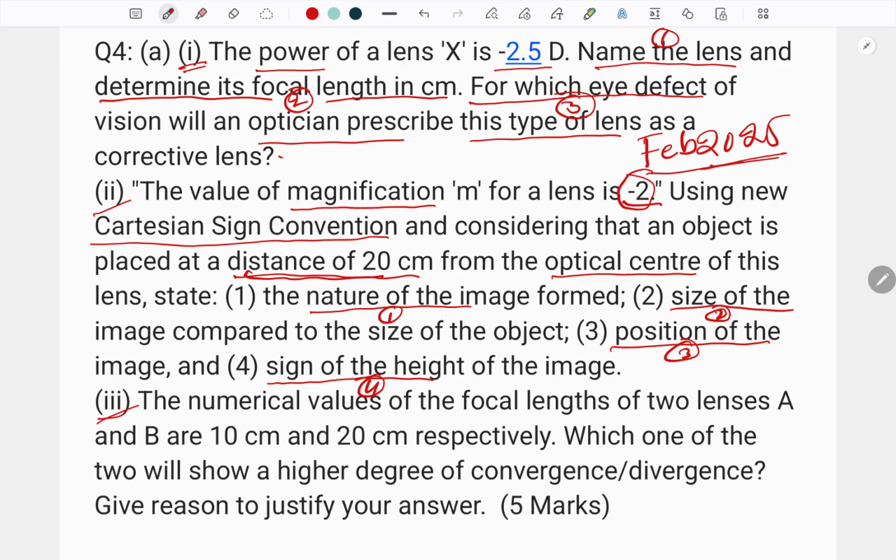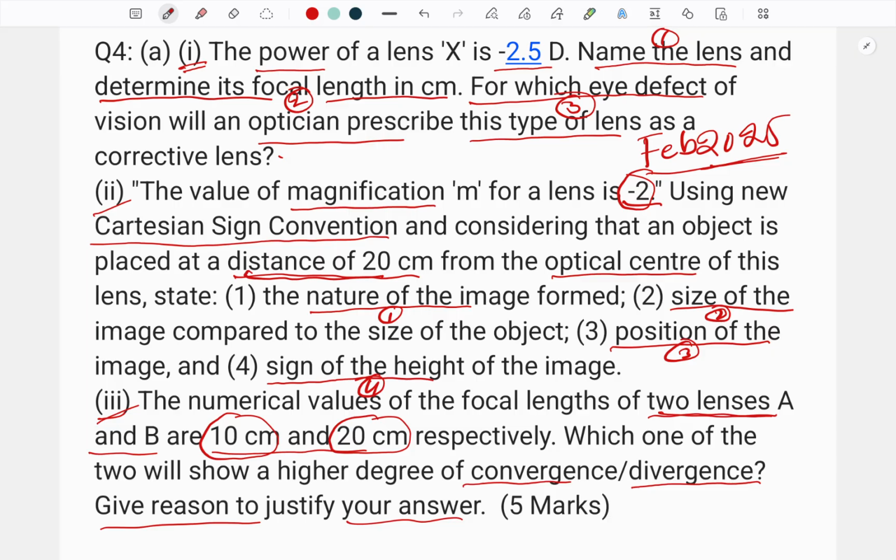Now the third part of the question. The numerical values of the focal lengths of two lenses A and B are 10 centimeter and 20 centimeter respectively. Which one of the two will show a higher degree of convergence or divergence? Give reason to justify your answer. So in this question, what is given? Two lenses, A and B, are given, with focal length of A being 10 centimeter and of B 20 centimeter. Now which one converges or diverges more, and why, that we have to give.